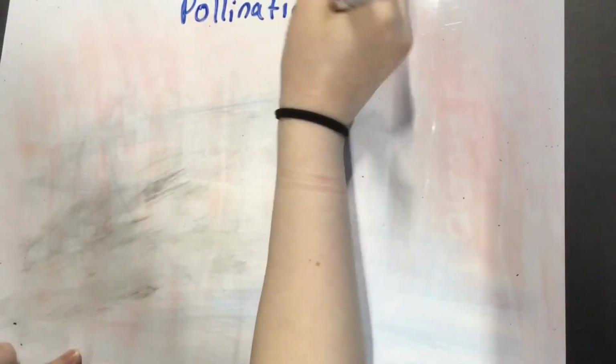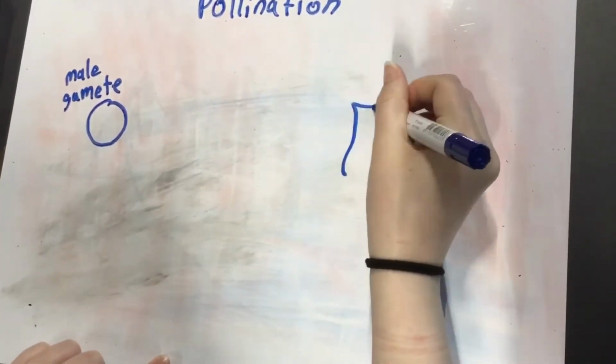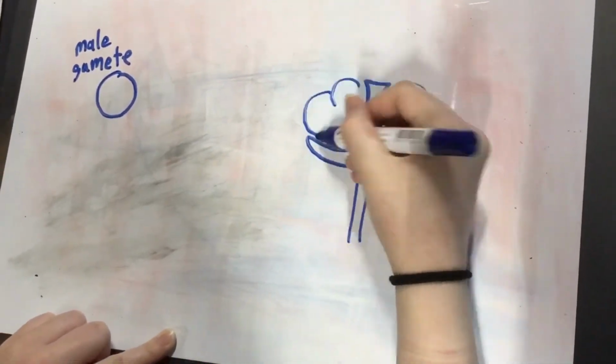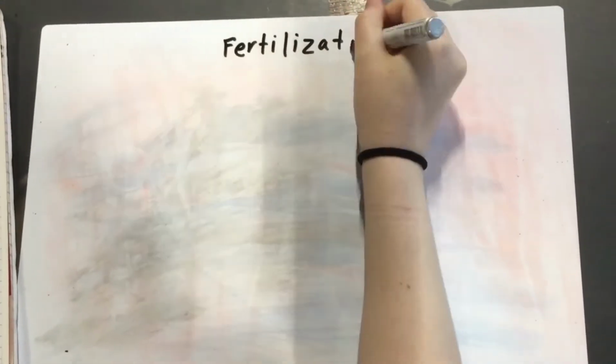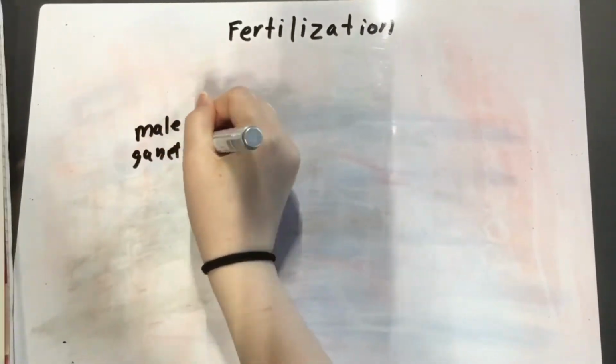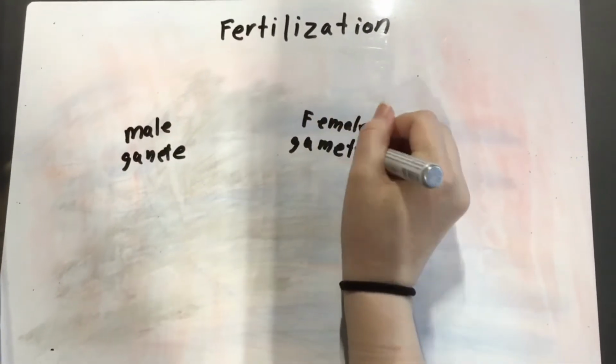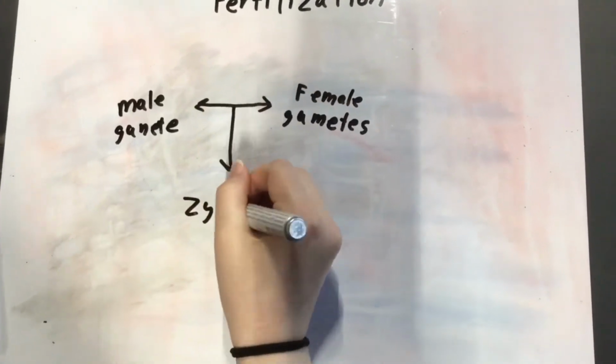A plant has 5 stages of reproduction. 1. Pollination. Pollination is the transfer of pollen from the anther to the stigma. 2. Fertilization. Fertilization is the fusion of the male gamete with the female gamete to form a zygote. The zygote then splits and develops into a plant embryo.